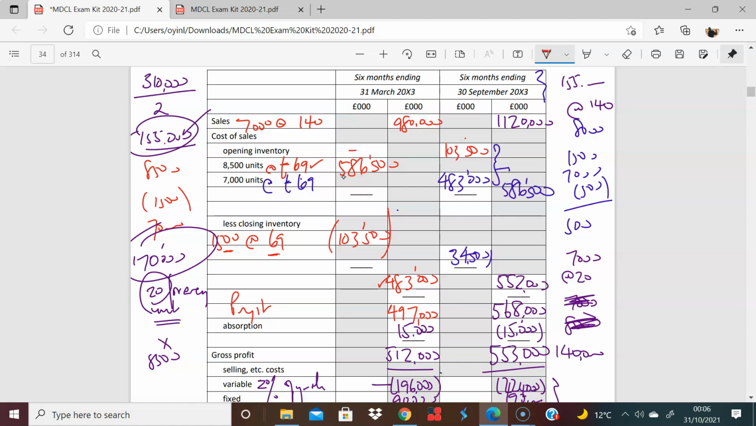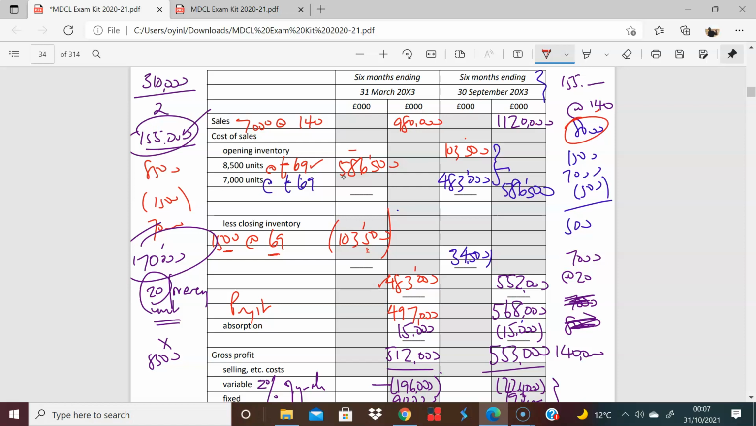So this time you're 8,000 times 140, you're there. And then you have opening inventory coming in from here. Of course, that's your closing inventory, that's your opening inventory. You now have 7,000 units that you're producing at 69. That's why it's in blue, 483. Add these two things together, and then you have 586.